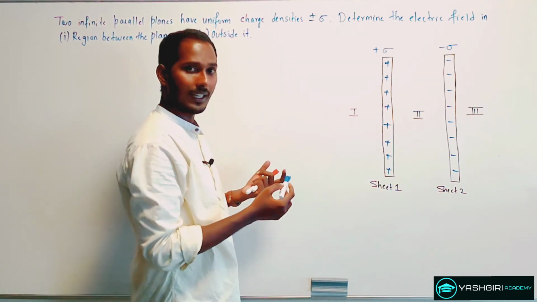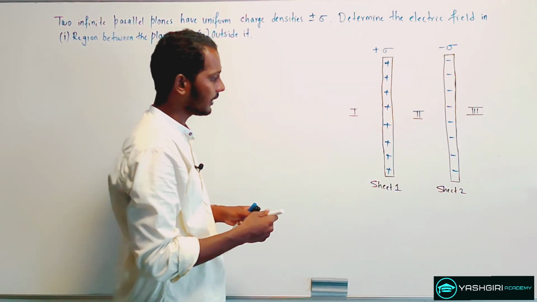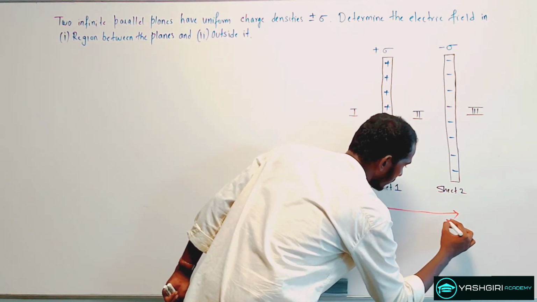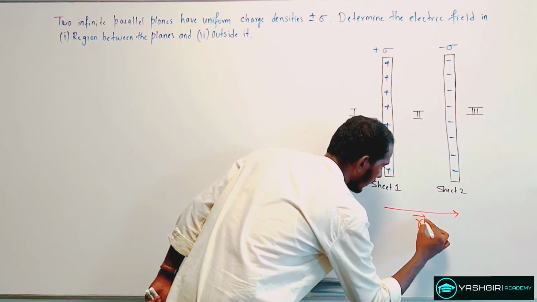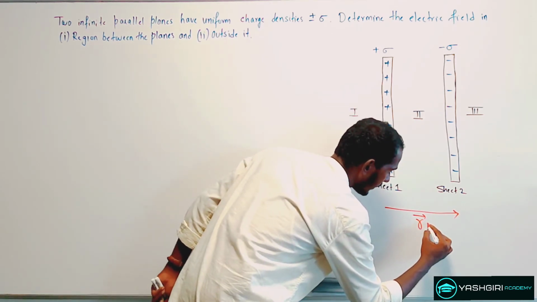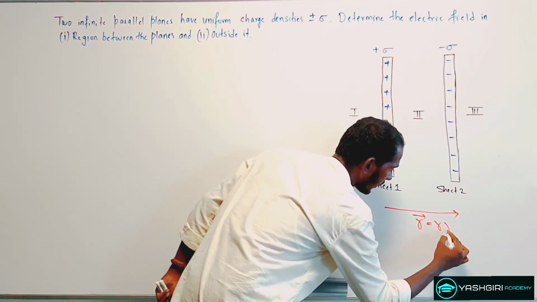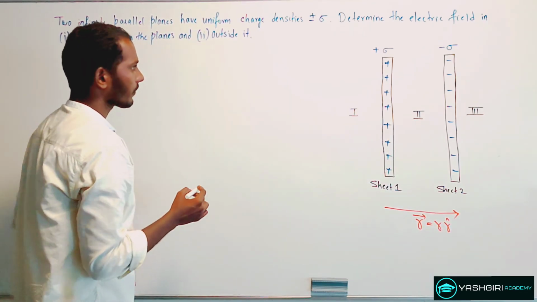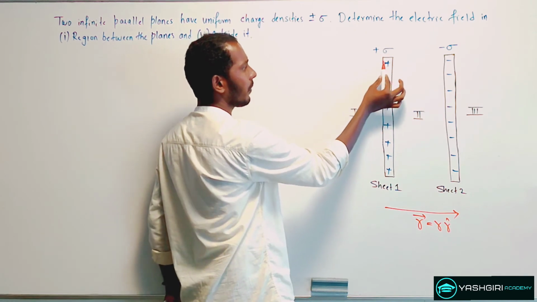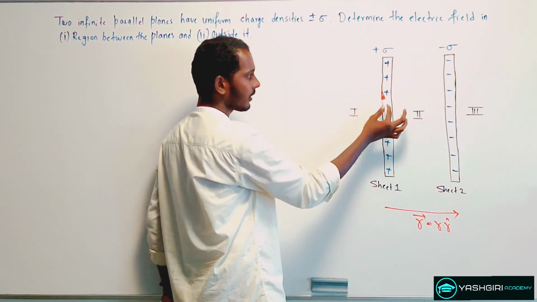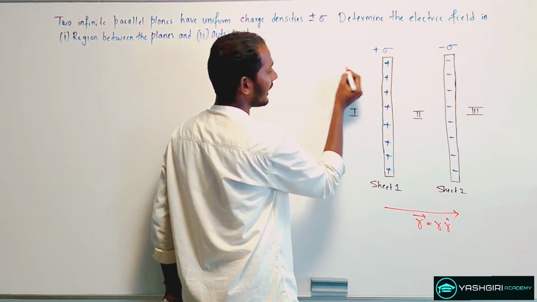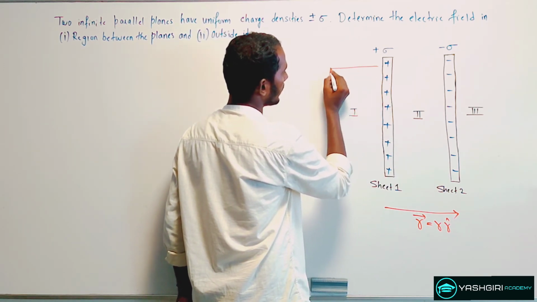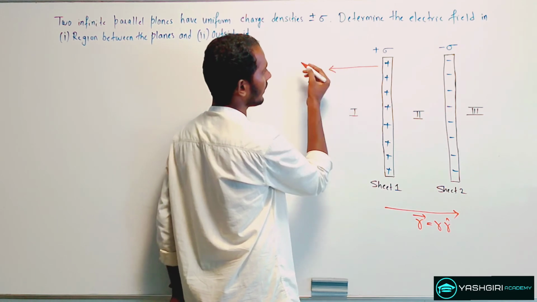So here let me again consider the vector r as my reference vector, which I can write as the magnitude of r into r cap. So r cap is my unit vector. Here this is my positive charged plane. In that case, the electric field lines will be pointing outward on the left side.